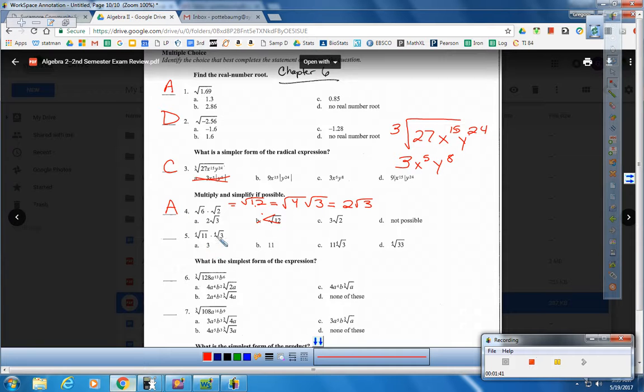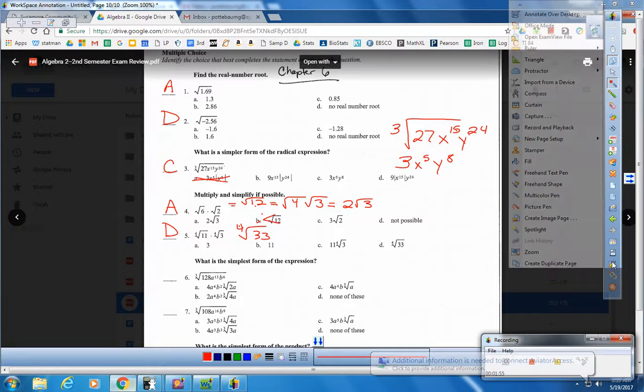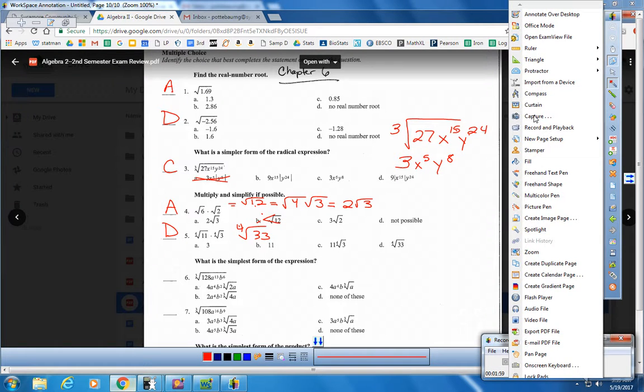For 5, we can just multiply those two numbers. It's the 4th root of 33. And we can't do anything else with that. That's D.